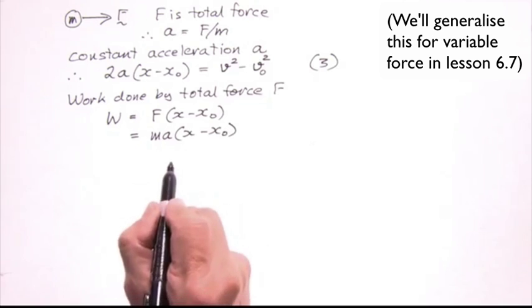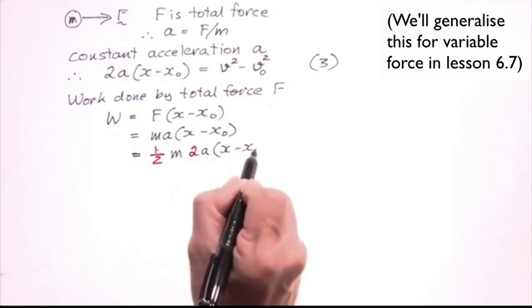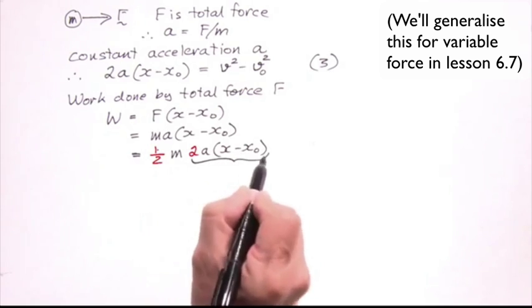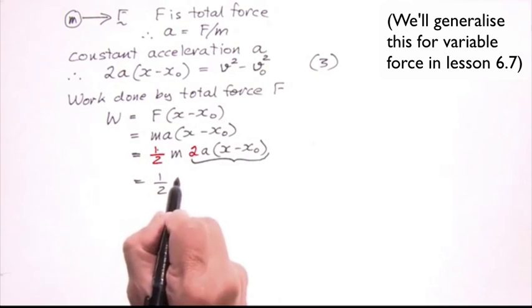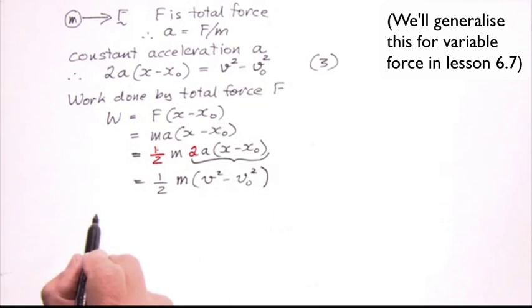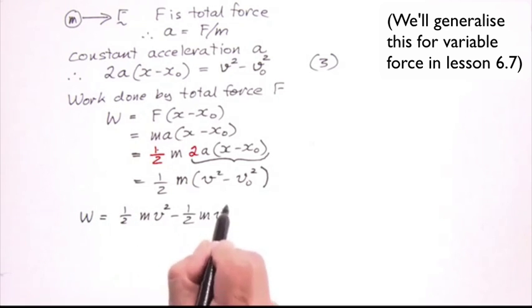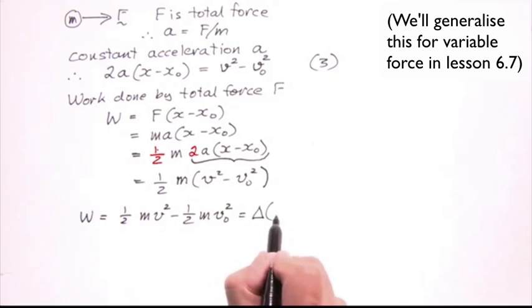But remembering equation 3, let's multiply by 1 and write the 1 as a half times 2. Now we can substitute for 2a(x minus x0). That's just v squared minus v0 squared. So now we have total work done equals a half m v squared minus a half m v0 squared.